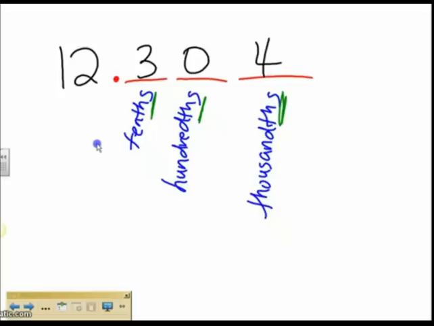If I took that 3 out and put a 0 there, and I were to read this number, it would be 12 and then I look at that number after the decimal. The number after the decimal is a 4, and it lands in the thousandths. So it's 12 and 4 thousandths.